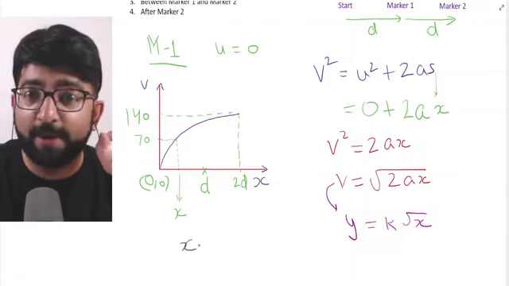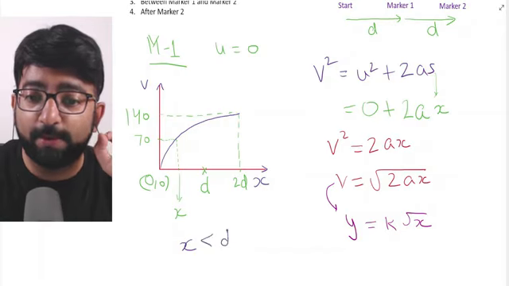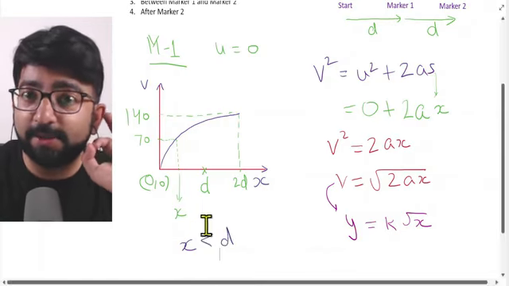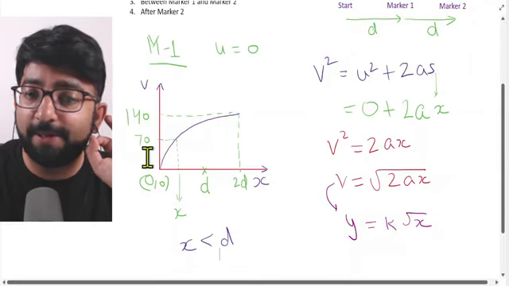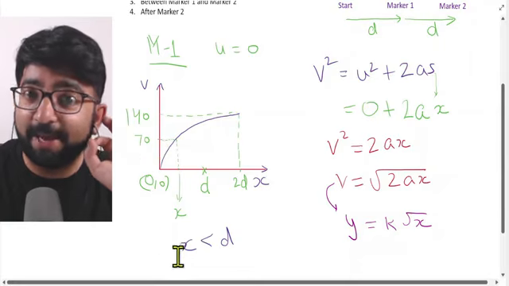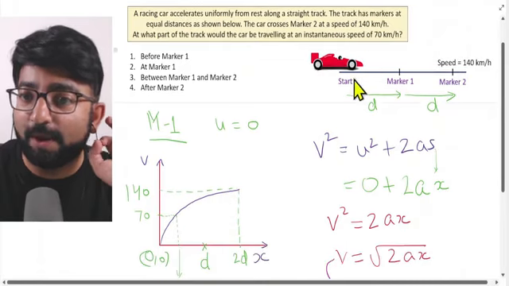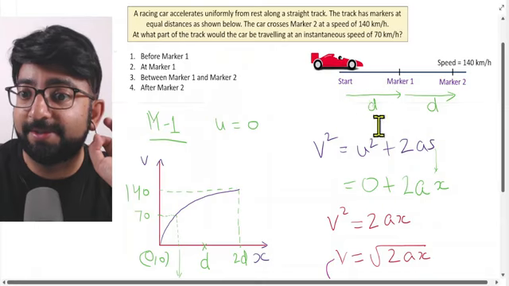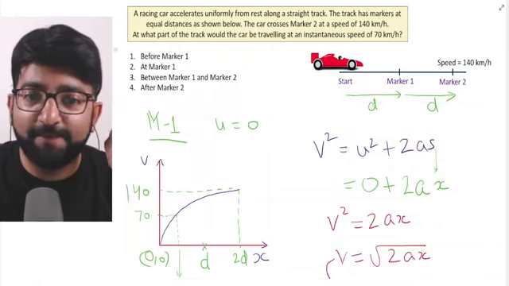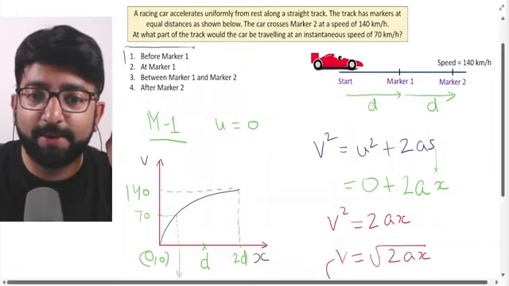So let's write the value of x will be less than d. And what is x? X is the distance traveled by the car when the car is traveling at a speed of 70 kilometers per hour. And since x is less than d, the car will be somewhere before the marker 1, since the distance traveled is less than d. And that is why we can say option number 1 is the correct answer.